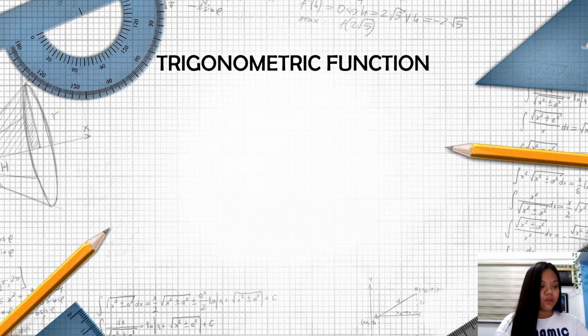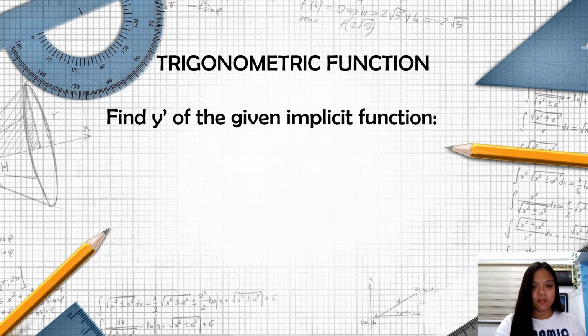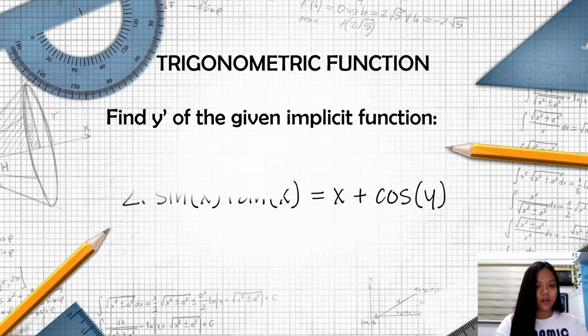Let's proceed to the next example. The next one is about finding the derivative of the implicit function. Let's begin. Find the derivative of the given implicit function. The next example is sin x times tan x is equal to x plus cosine y.